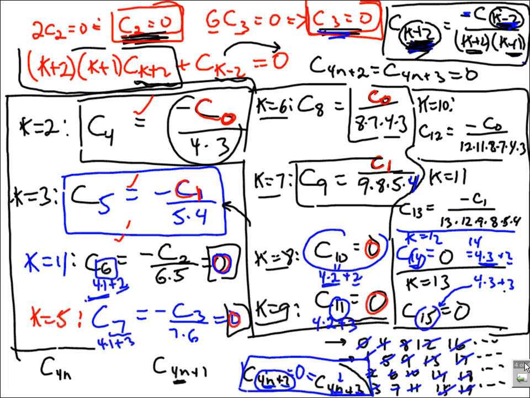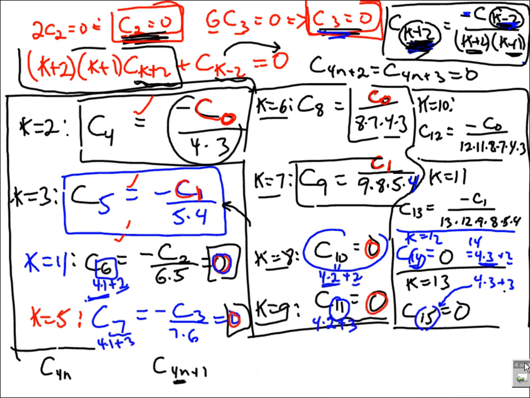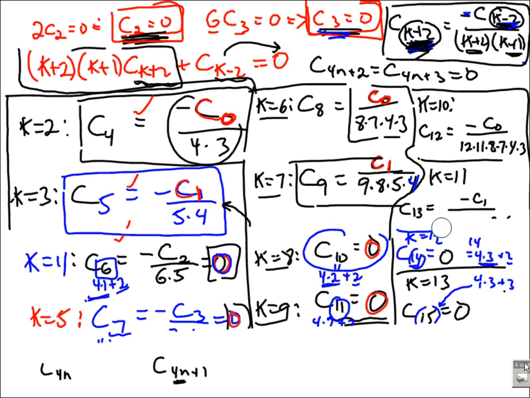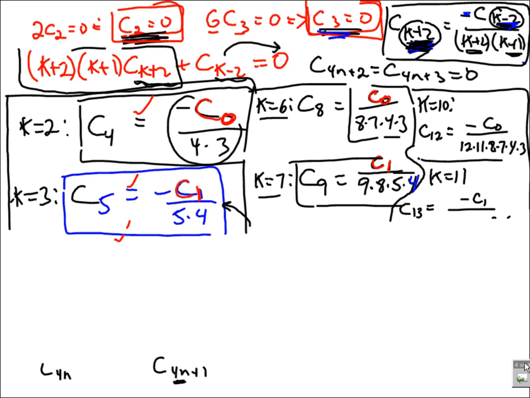So what about 4n and 4n plus 1? Let's look at the 4n's. Now, the last 2 rows I could erase because they were all zeros. So that was very helpful to be able to get rid of them.